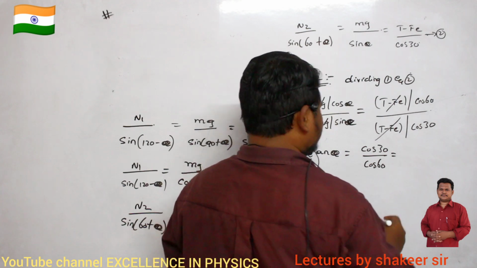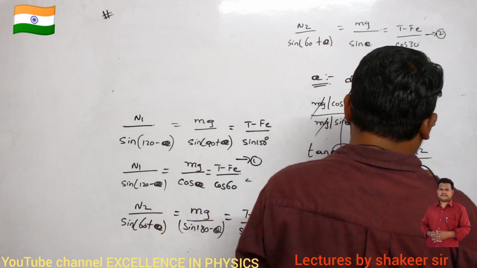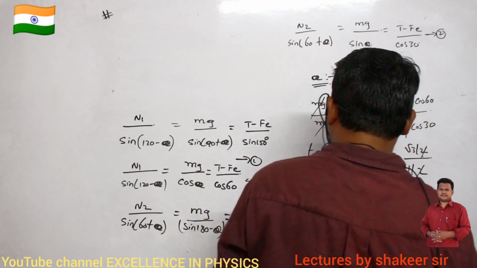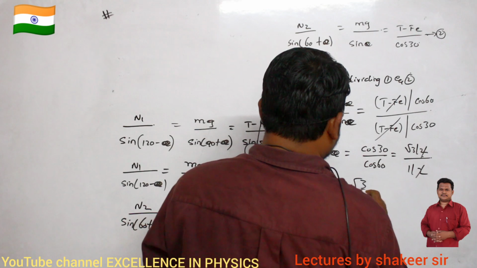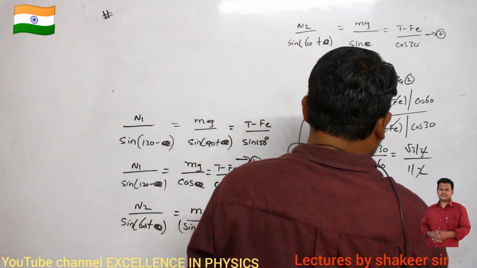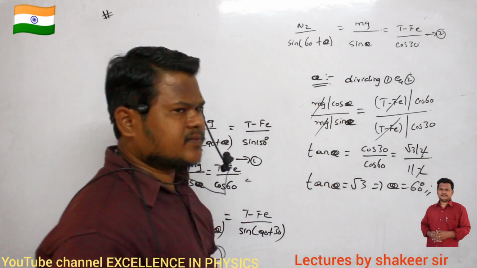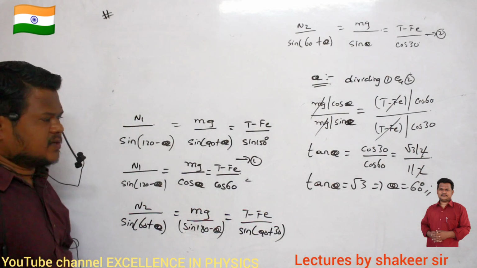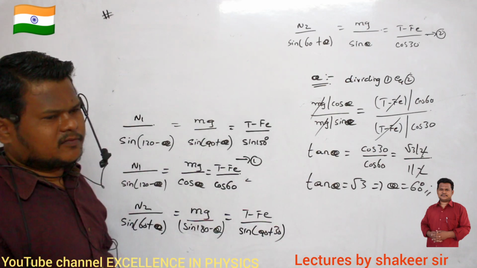Cos 30 value is how much? Cos 30 value is root 3 divided by 2. Cos 60 value is 1 by 2. So 2 and 2 get cancelled. Therefore tan alpha is equal to root 3. If tan alpha is root 3, what is the alpha value? Alpha value is equal to 60 degrees. That is our answer for the first question. Have you understood? Just dividing 1 and 2, I got the alpha value.